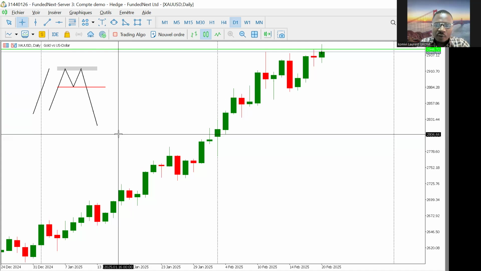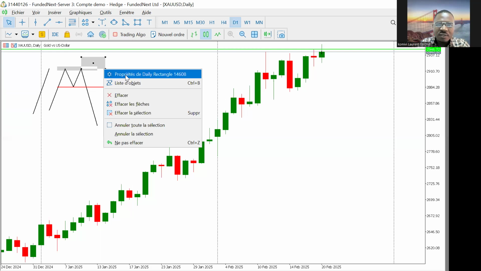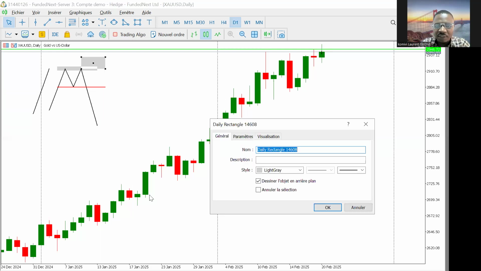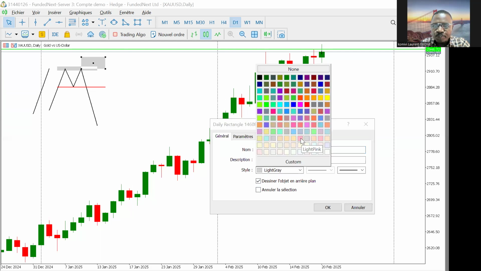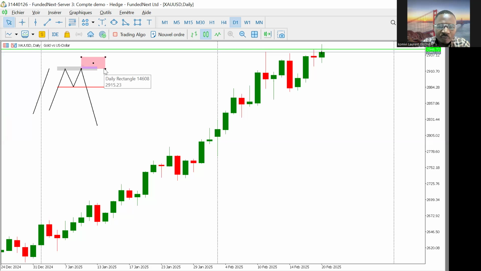Number four, set a stop loss above the second peak. The stop loss must be somewhere here. I need to give it a color.